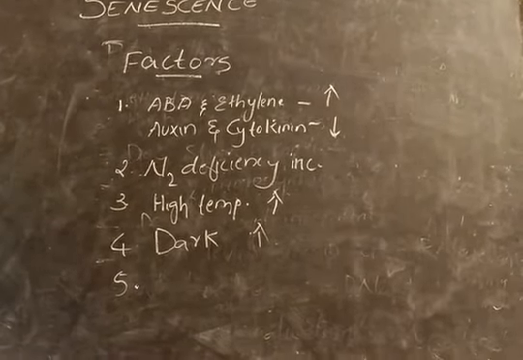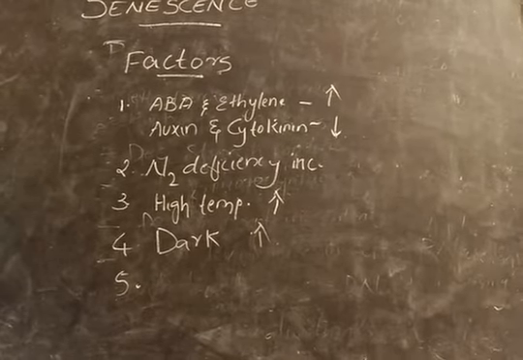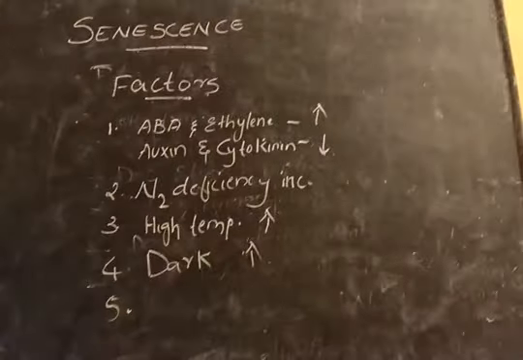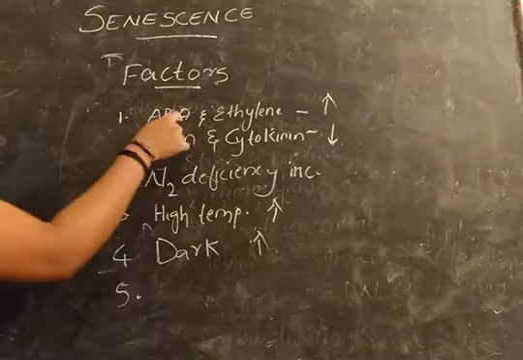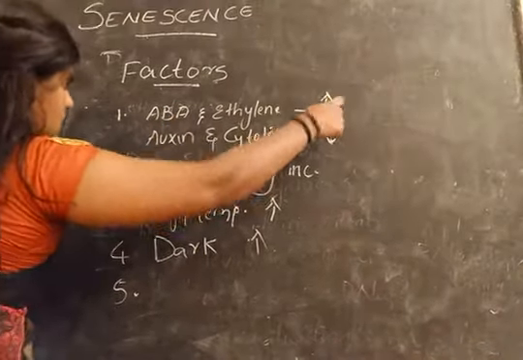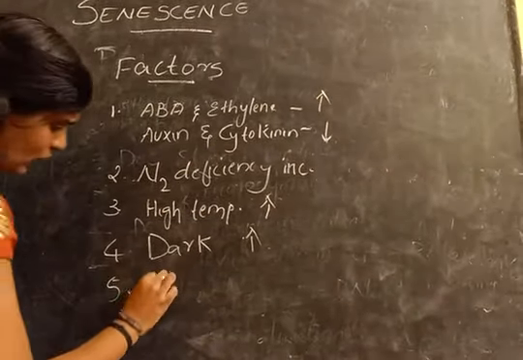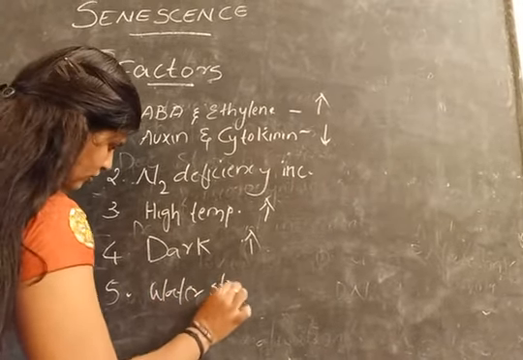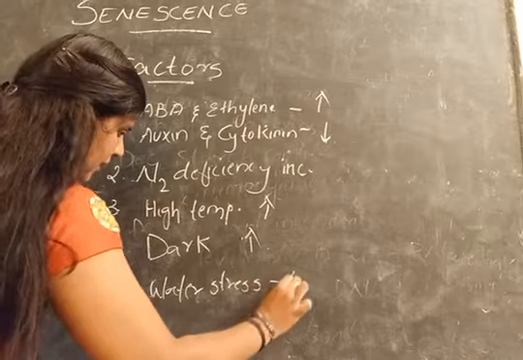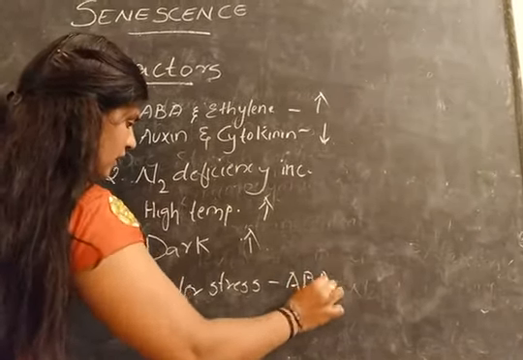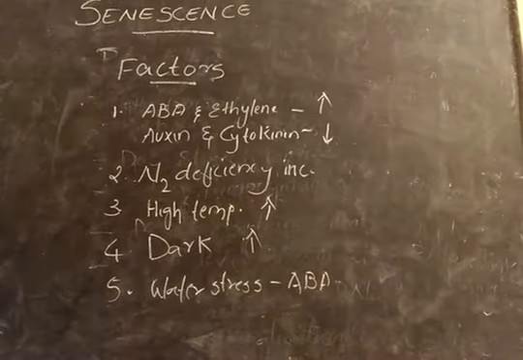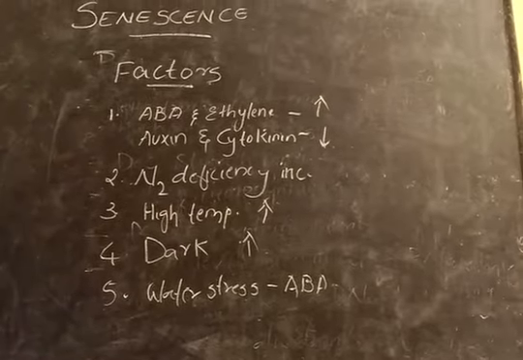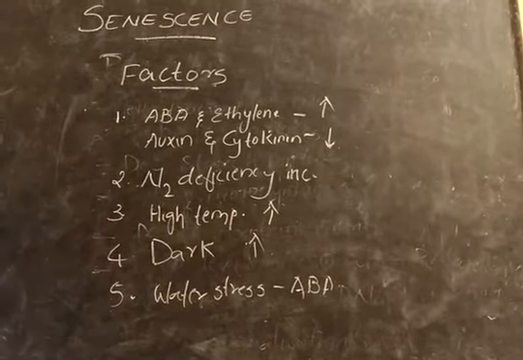Then water stress leads to the accumulation of ABA, which results in senescence. We already discussed that ABA results in increased senescence. So water stress leads to the accumulation of the stress hormone ABA, which results in increased senescence. So these are the factors of senescence.